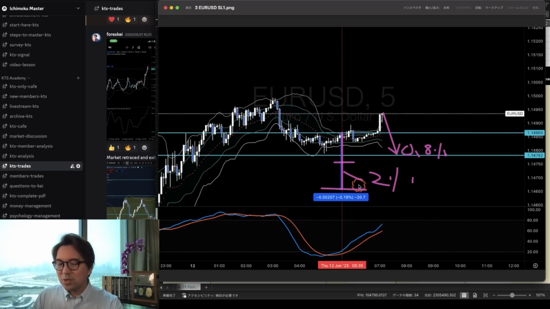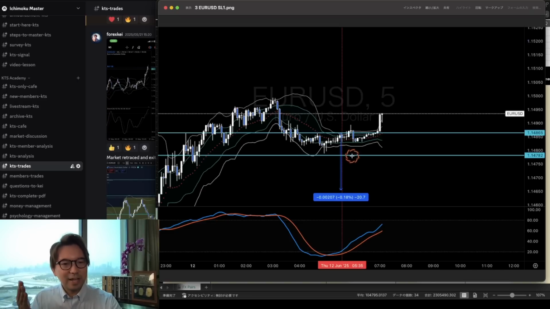So that's how I move the stop loss, and this is part of my risk management, which is important. Because of this, I monitor the market after the entry until break even.